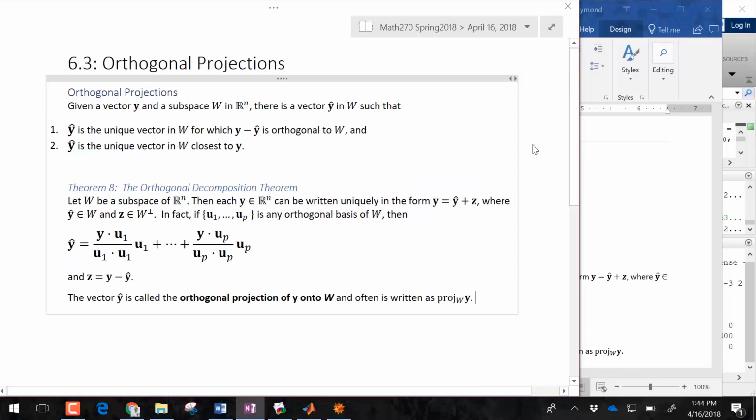If you have a vector y and a subspace, where y is not necessarily in that subspace, then there exists a vector y hat in that space such that y hat is a unique vector where y minus y hat is orthogonal, and y hat is the unique vector that's closest to y. The best visual for this would be in 3D. In two dimensions, it's like one vector projecting onto another vector, which we saw already. So let's try to picture this in three dimensions.